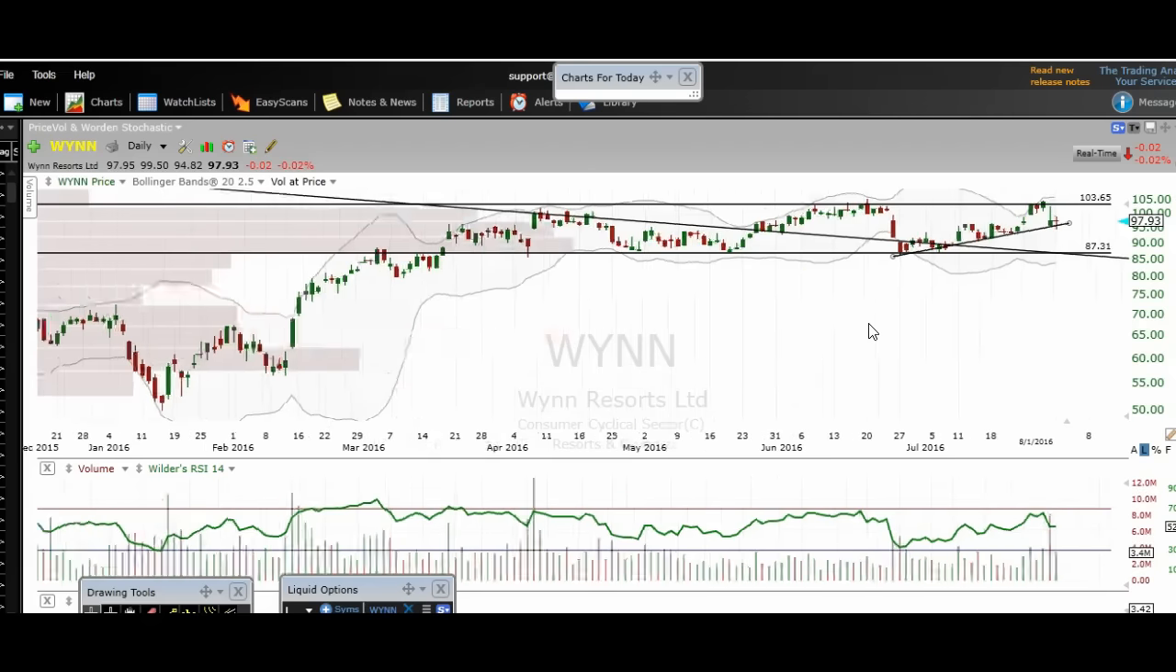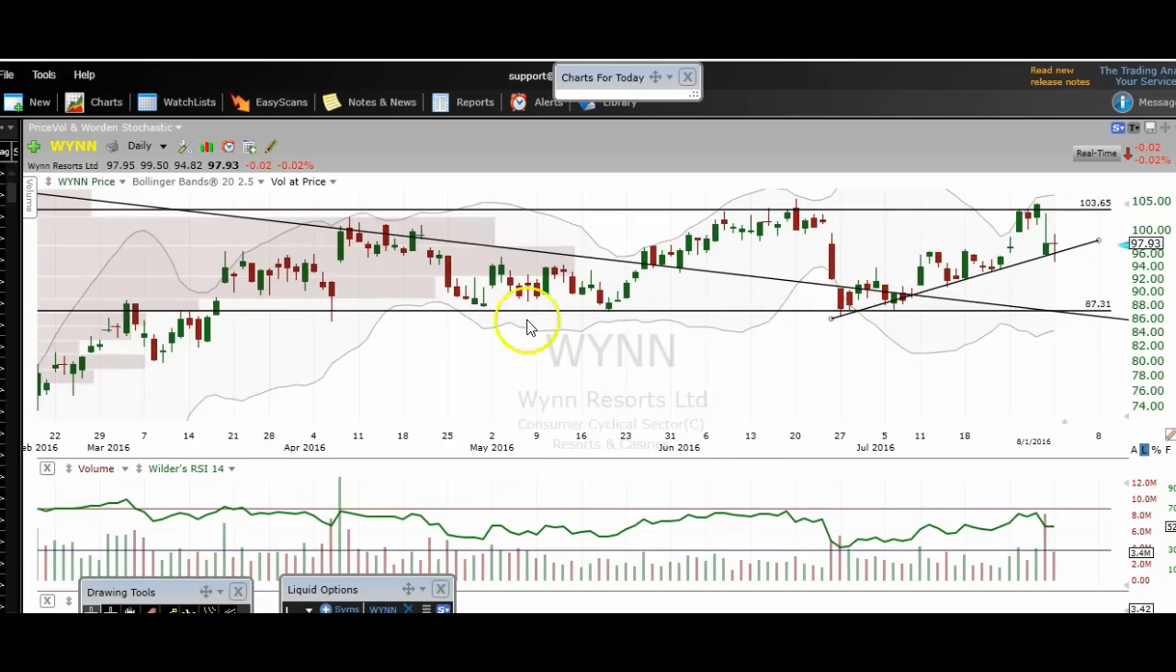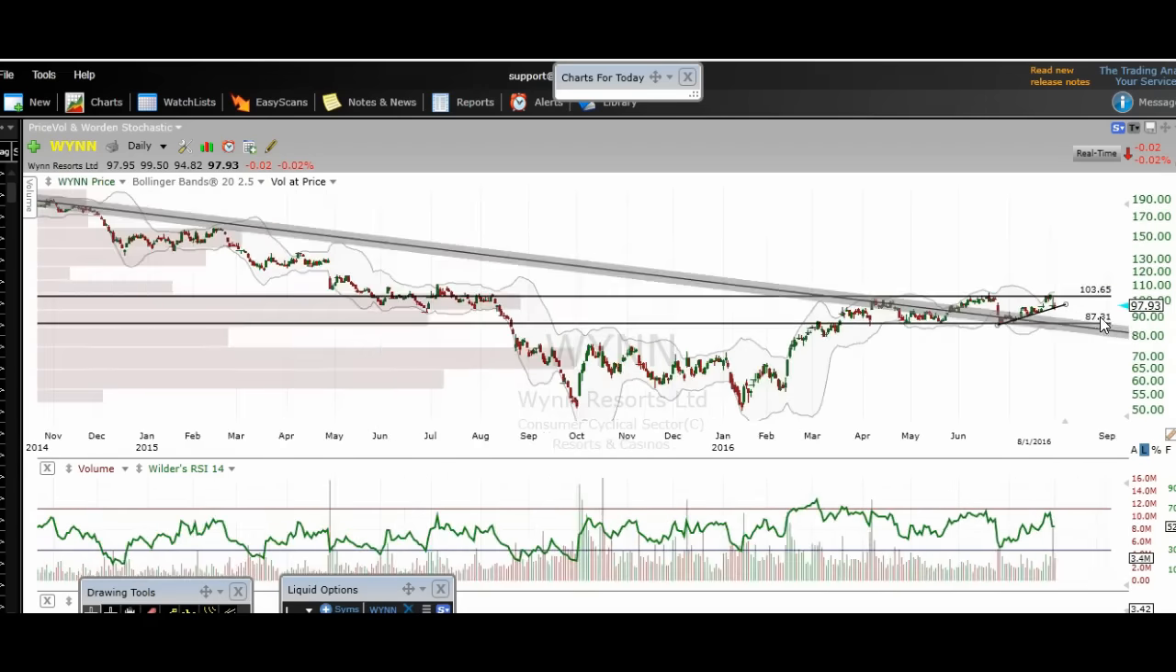All right, so short term right here, we've got this uptrend line. You can see that we bounced from it several times, and we bounced off of it Friday as well as today. So short term, you want to see this uptrend line hold. If it breaks, we risk coming back down here to about $87, which is some pretty big support. So pretty big support at $87, and it's also the downtrend line.